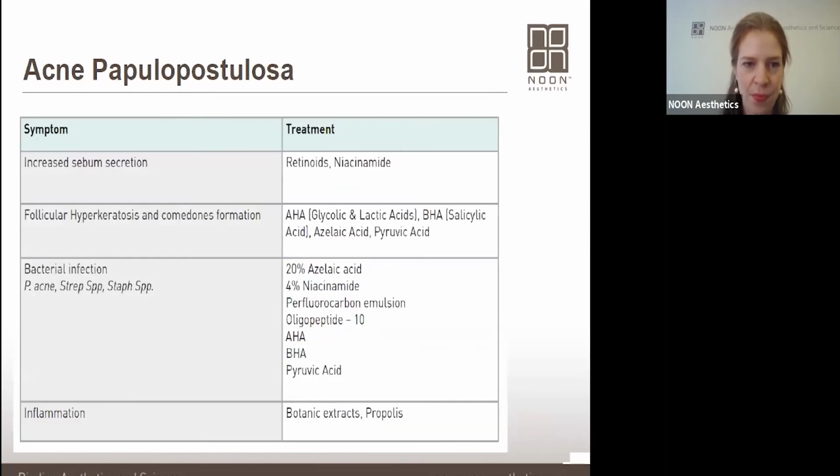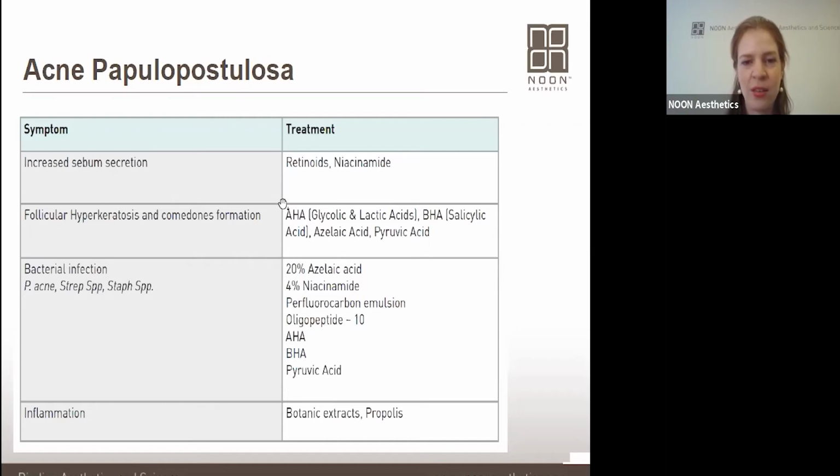So let's talk about symptoms first. As you can see, now I have more symptoms. I have 4, not only 2. In acne papulopustulosa, we have 4 symptoms: the increased sebum secretion and follicle hyperkeratosis that we have just learned, and on top of it, we have bacterial infection of P. acne, streptococcus, and staphylococcus.